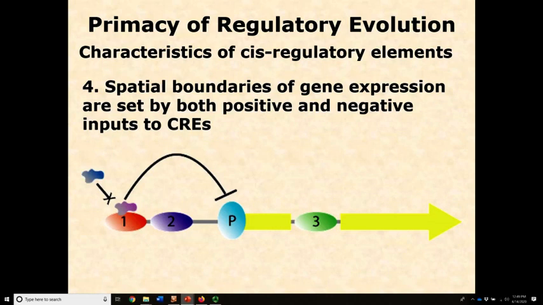So the spatial boundaries of gene expression, and we could say temporal boundaries also. So basically where and when genes are expressed during development, these are set by this positive and negative impact. So in this example, I've got a purple protein representing a repressive effect. So this is binding to that regulatory element and repressing expression of that gene.